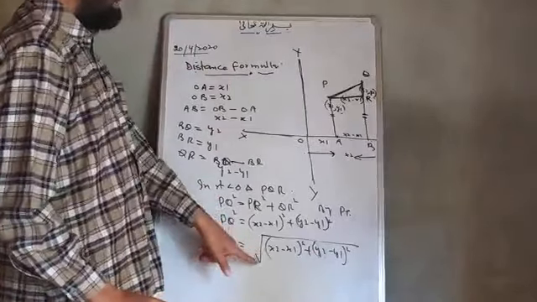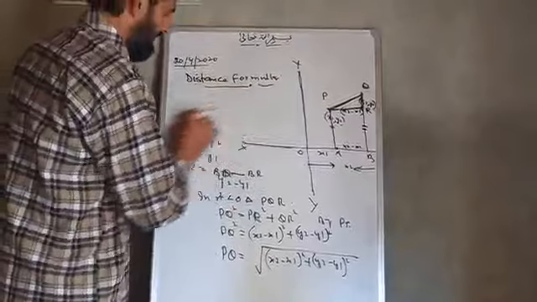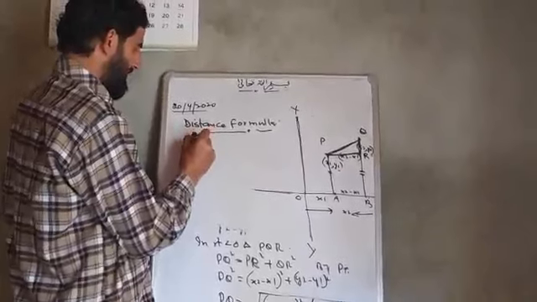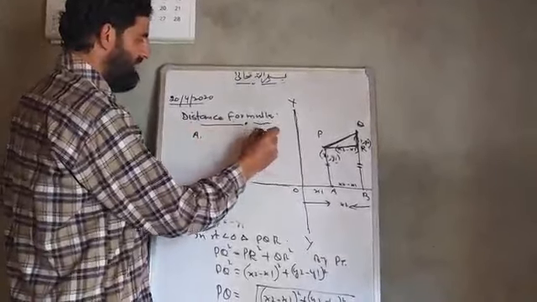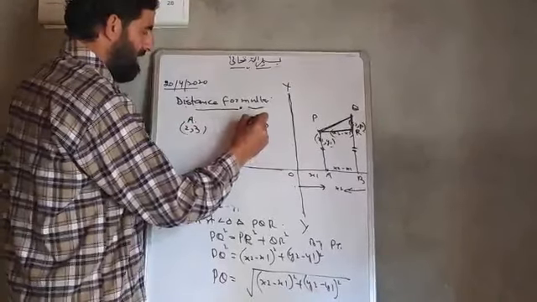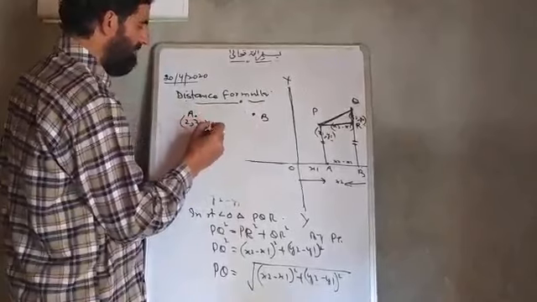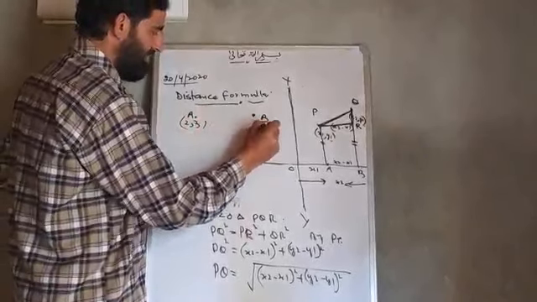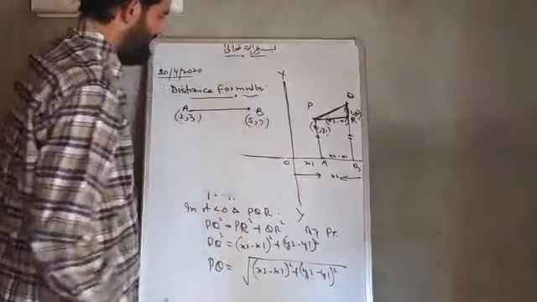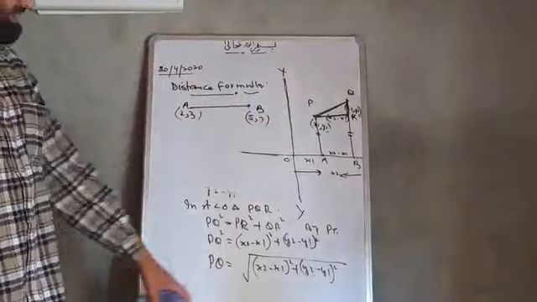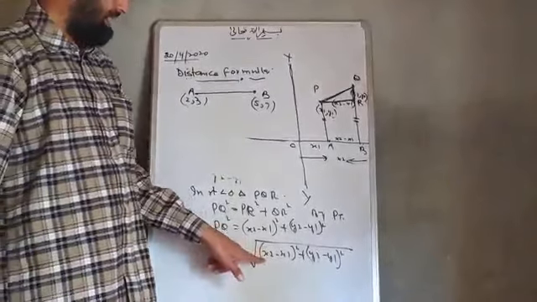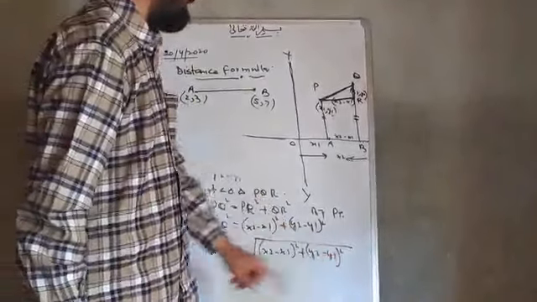Now we shall discuss the application of this distance formula. Suppose A is a point and B is another point. The coordinates of point A are 2 and 3, and suppose 5 and 7 are the coordinates of point B. So join AB. What is the length of this AB? Here we use the distance formula: PQ is equal to under root of x2 minus x1 whole square plus y2 minus y1 whole square.